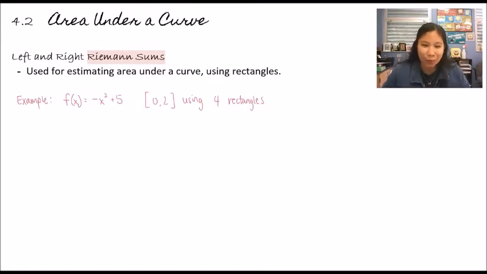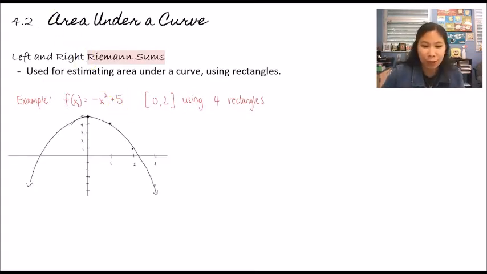So for our first example, we're going to use this curve f of x equals negative x squared plus 5, and then we're going to look at the area from x values of 0 to 2 using 4 rectangles to estimate that area under the curve. So first, I want to give you a bit of a visual so that we can see what we're actually trying to find.